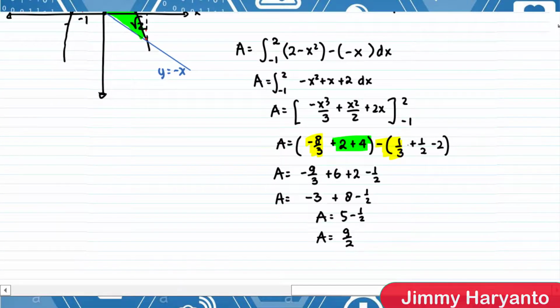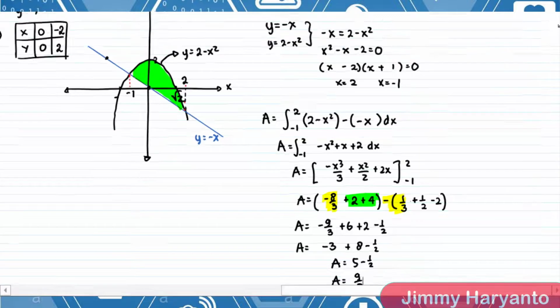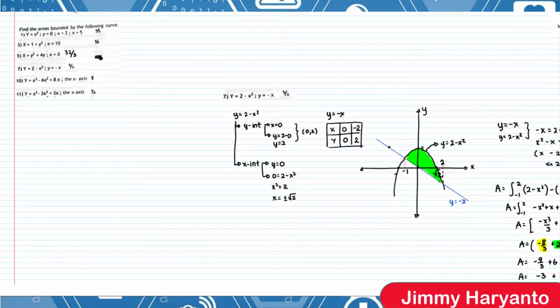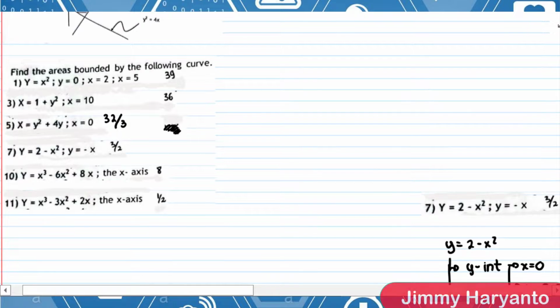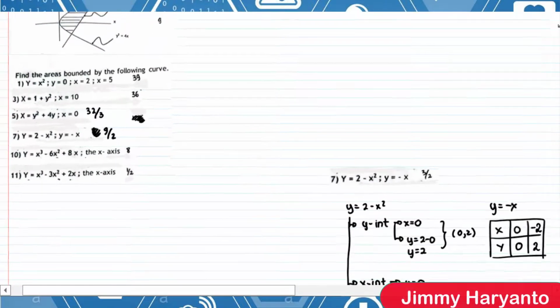No, what's wrong? Oh, the answer key is wrong one more time. Why is it always wrong? The answer key is the one that is wrong, guys. It should be 9 over 2.